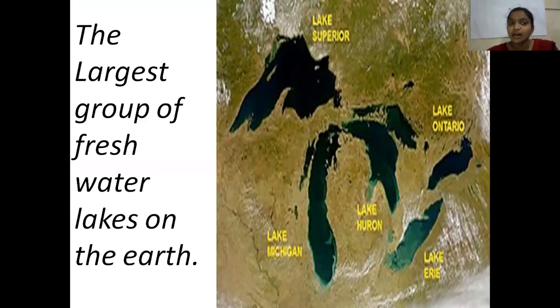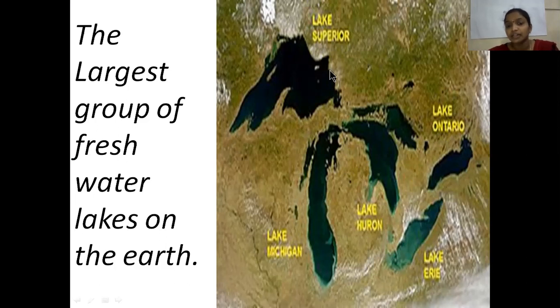And they are the largest group of freshwater lakes on the earth. That means these are the freshwater lakes, children. Even in lakes, we have salt water also. There are some lakes which have salt water. But these 5 Great Lakes have the largest freshwater. The largest group of freshwater lakes, these 5 lakes, children.